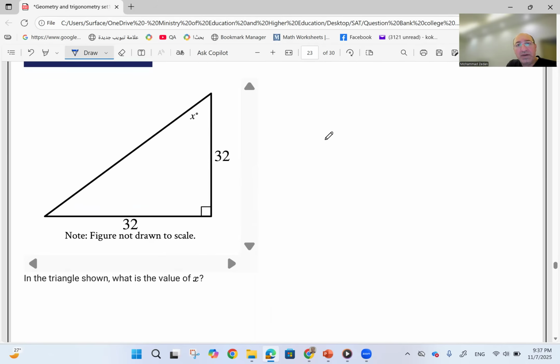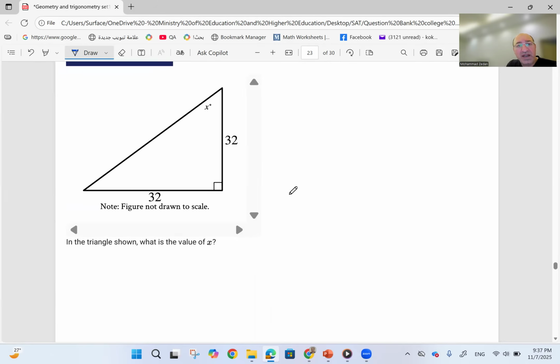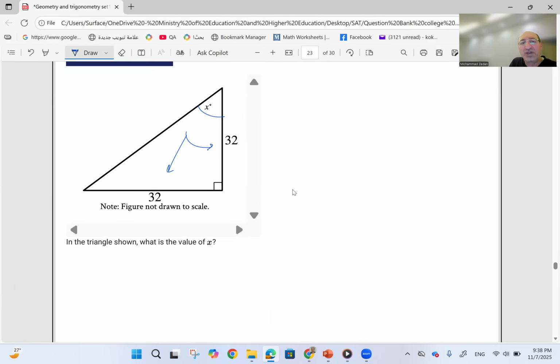Question number 23. I have a right triangle, angle x, the opposite side, and the adjacent side 32. What is the value of x? To find the measure of angle x using SOHCAHTOA, I have an opposite and an adjacent. This is really the tangent. The tangent of angle x degrees is 32 over 32. Oh, it's 1. So x is 45.